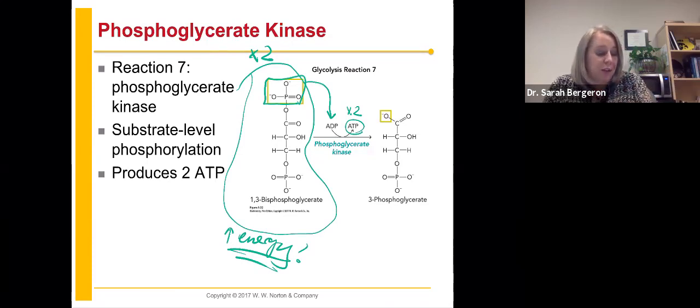And this is our first example of what we call substrate-level phosphorylation, where you take the phosphate from the substrate and then put it onto something else. So we've just now replaced the two ATP that we used up in our investment phase. So we're net even right now.